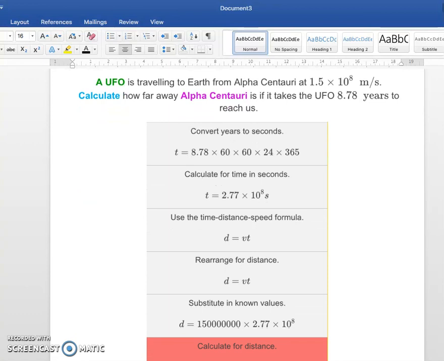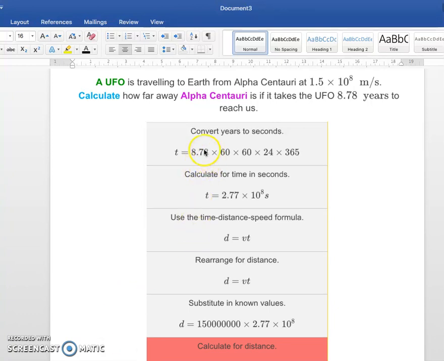This question says there's a UFO travelling from Alpha Centauri, which is another star fairly close to Earth, at 1.5 times 10 to the 8 meters per second. They want you to calculate how far away Alpha Centauri is if it takes the UFO 8.78 years to reach us. So we want to find a distance this time.